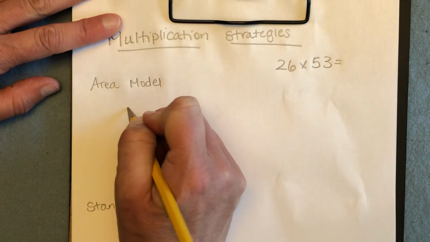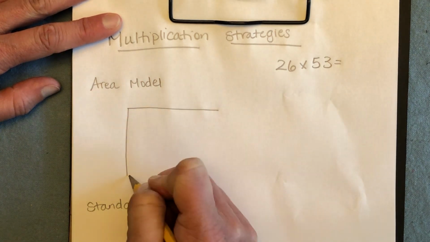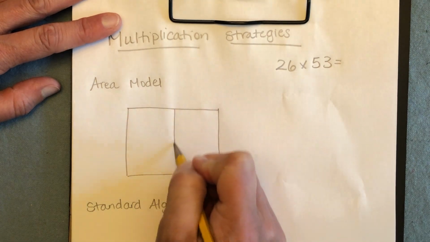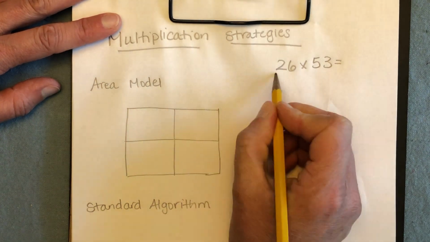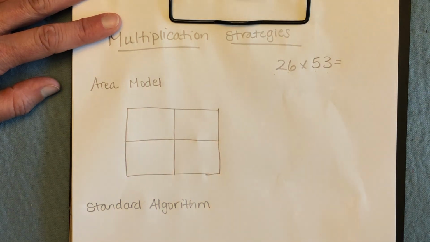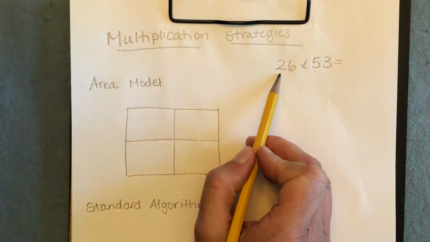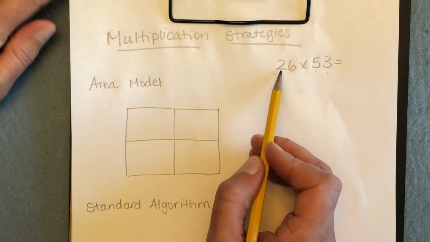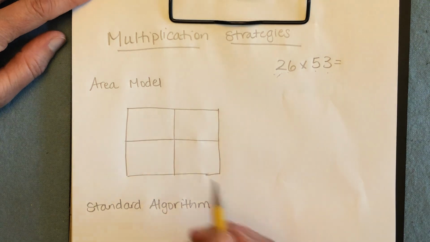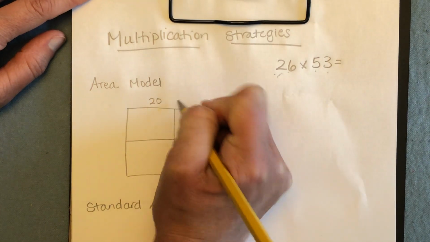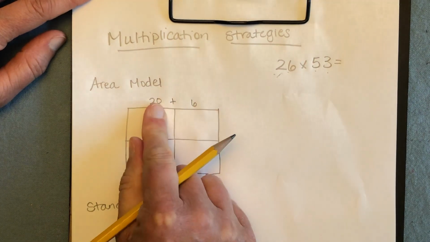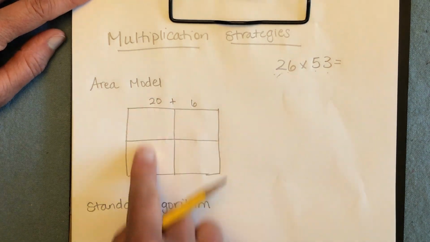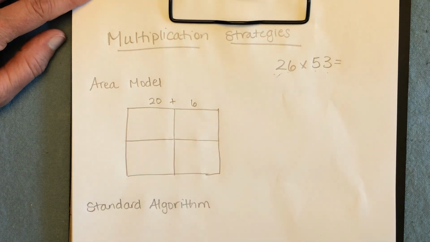Okay, so the first thing I'm going to do is draw a box. And I'm going to break it into 4 parts because I have 4 digits that I'm multiplying. I'm going to take my first number, 26, and split it up into expanded form, which means I'm going to break up the value of the 2 and the 6. The kids know this. This is going to be 20 plus 6. And that gets me 26. So this box represents 20 and this box represents 6.